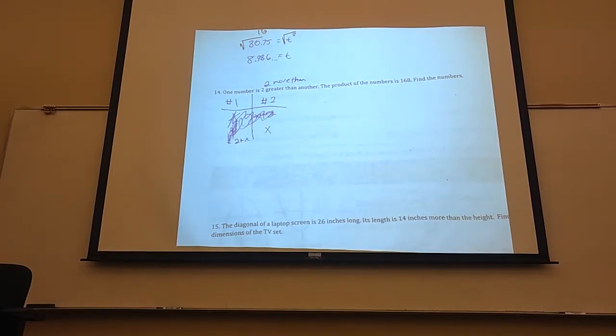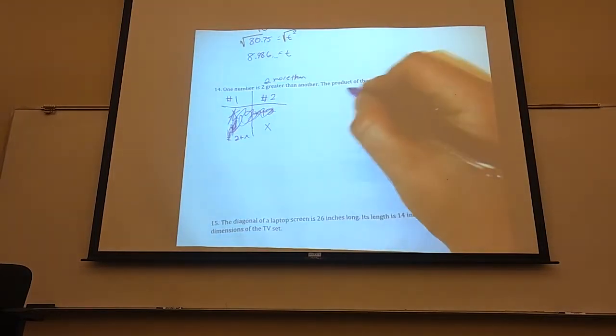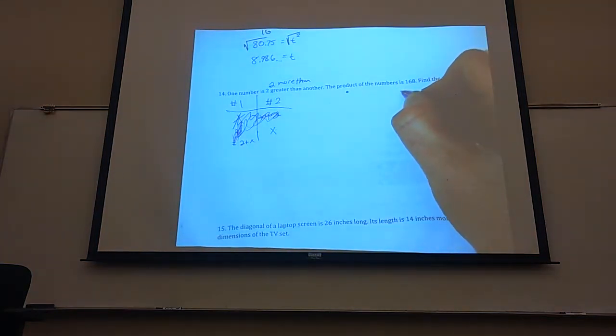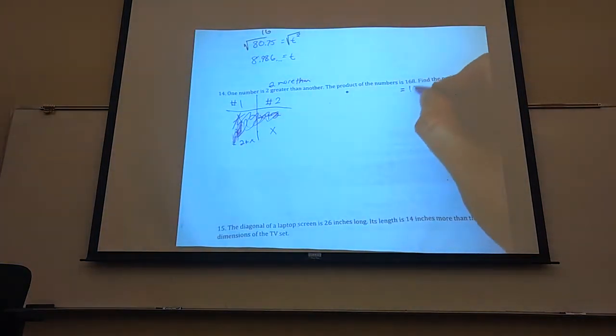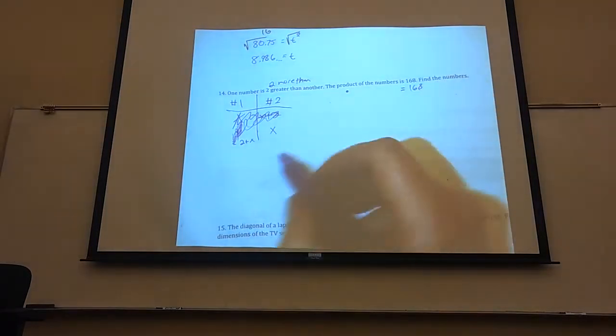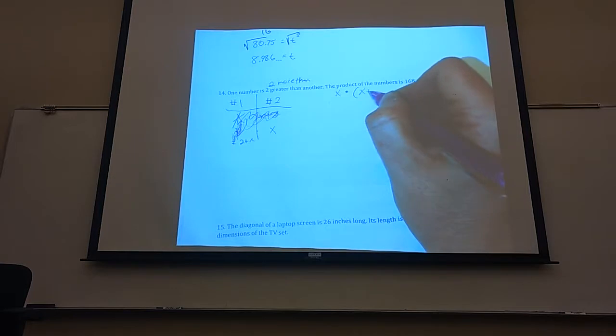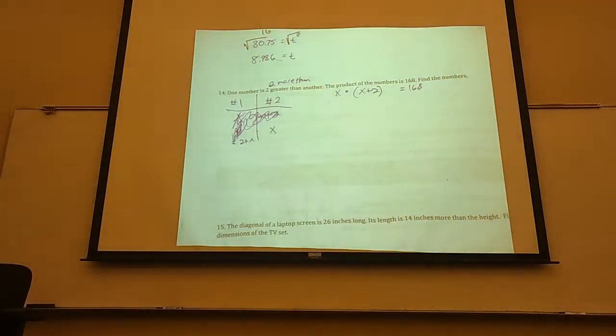The product is 168. What is product? Multiply. Is means equals 168. We already came up with our numbers. We've got x and x plus 2 or 2 plus x or whatever you've written. And now you can solve it. How? I don't know.